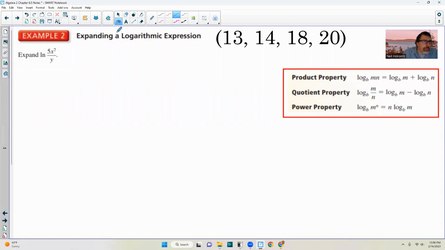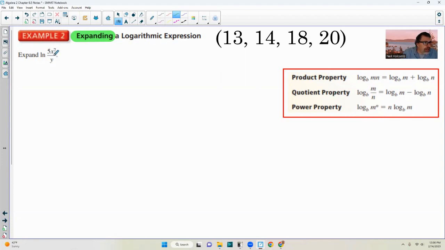Okay, example 2 is expanding a logarithmic expression. So in this case, we are doing what's called expanding. All right, so what does that mean? Well, if we have expand the natural log of 5x to the 7th over y, these rules here apply to logarithms and natural logs. The only difference between the natural log and the log is the base. A logarithm with a base of a real number, such as 2 or 3, or a common log of 10, and natural log is just base e. Okay, so expand natural log of 5x to the 7th over y.